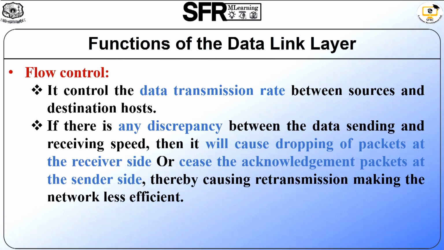The next functionality is flow control. The data transmission rate is the main thing that needs to be managed. This layer is responsible for maintaining the speed of the data transmission. If there is any discrepancy in the data transmission, then we have two issues. One is that at the server side, we cannot get the acknowledgement of the data that is sent, and at the receiver side there may be data dropping, that is, packets may be missed due to this delay in the data transmission rate. It should be controlled by the data link layer.